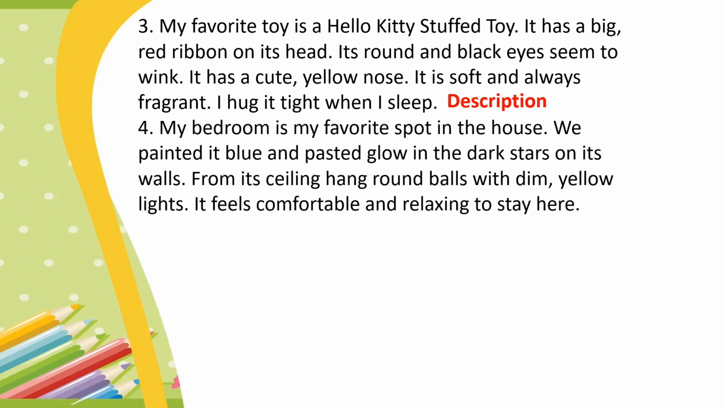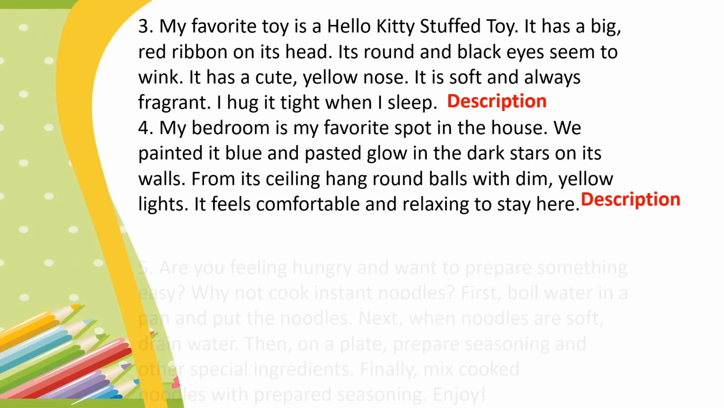Number 4. My bedroom is my favorite spot in the house. We painted it blue and placed glow-in-the-dark stars on its walls. From its ceiling hung round balls with dim yellow light. It feels comfortable and relaxing to stay here. Correct. It's a description.